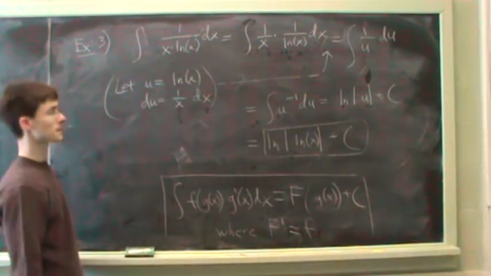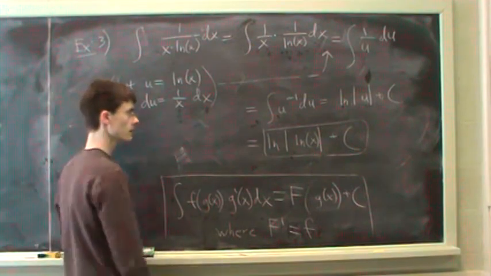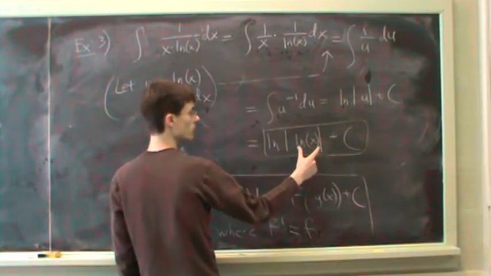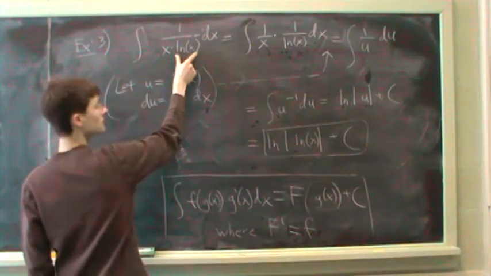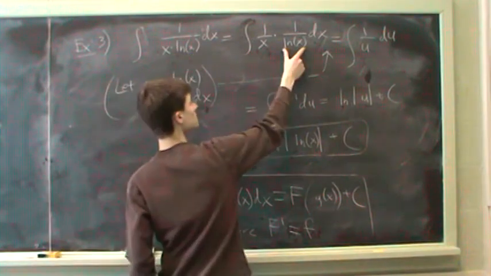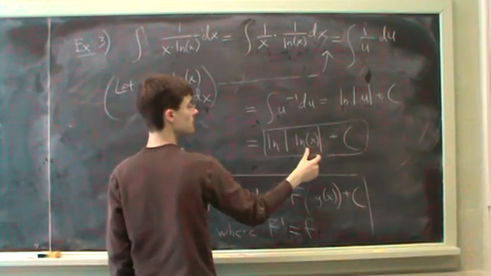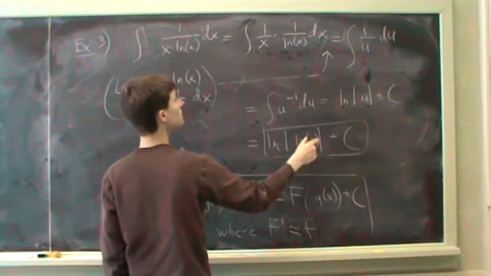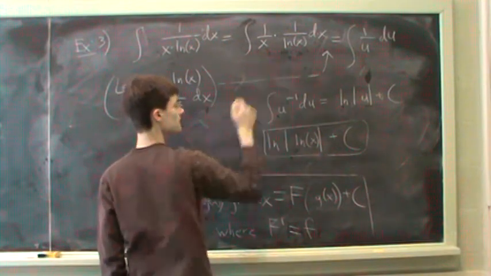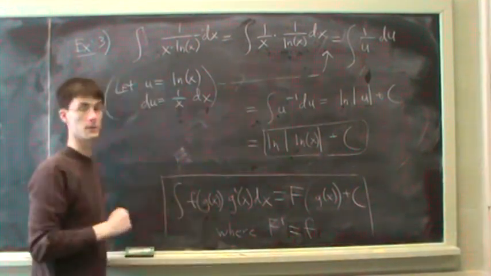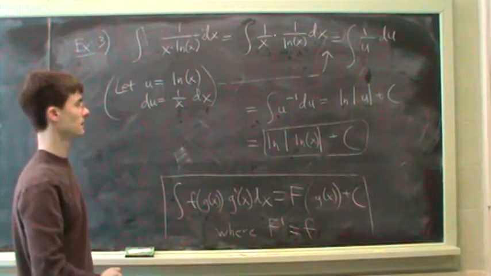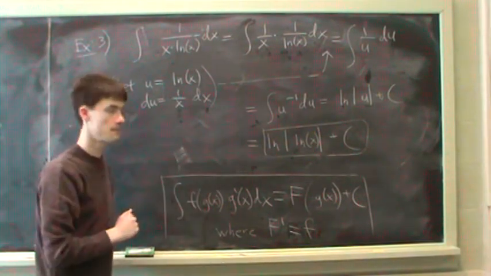If you were to differentiate this, you would get 1 over the inside, 1 over the natural log of x, I guess, times the derivative of the inside, which is going to be 1 over x. So there you go. We've solved the problem.